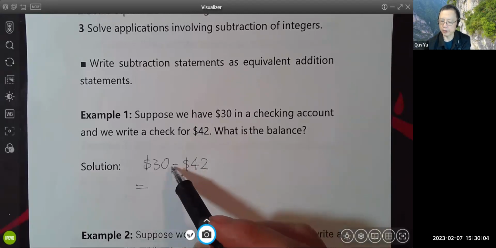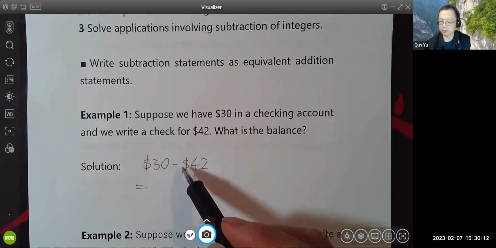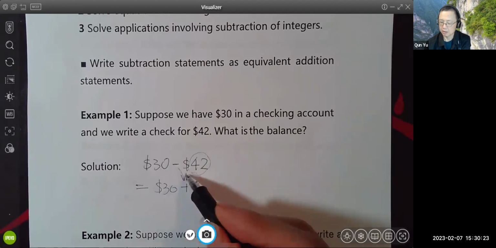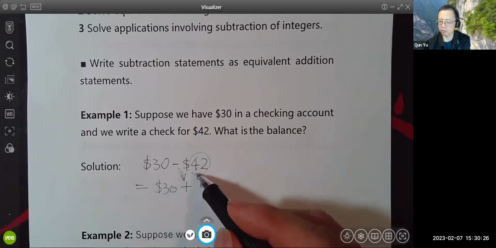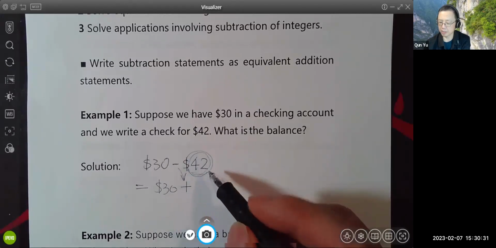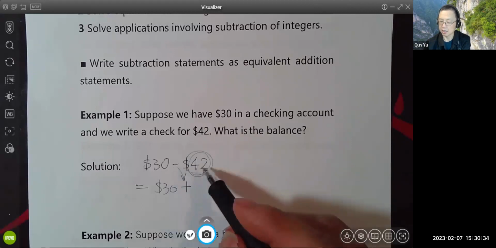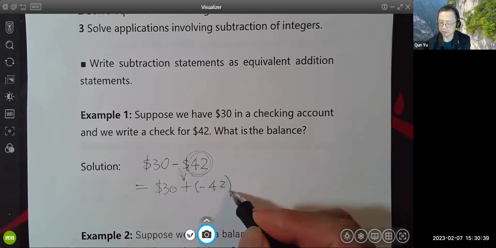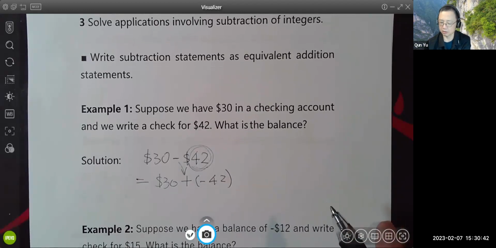Whenever you change the operation, you change it to the opposite operation. In this case, we change minus to plus. You also change the second number to the opposite number. We subtract 42. 42 is our second number, which is positive. This is a subtraction. And we change that positive number to a negative number. We don't have to carry the dollar sign all the time.